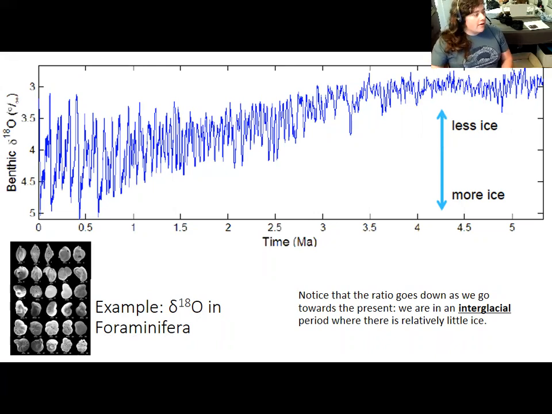And if you look at this diagram, this goes from older to younger, from right to left. You'll notice that there's a trend overall towards a higher ratio. You'll notice it goes from 3 at the top to 5 at the bottom, so it's going down like this.